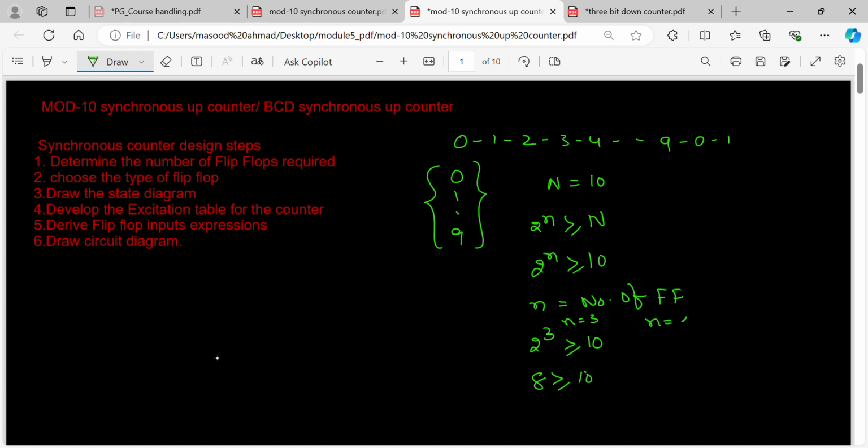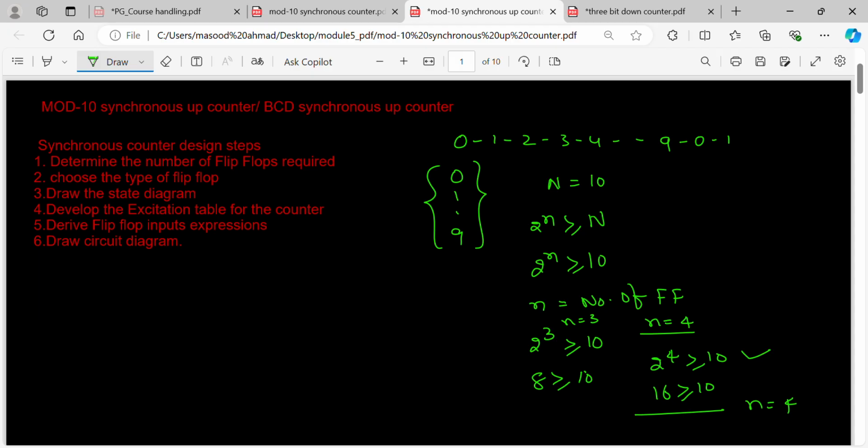Let's say n is equal to 4. So 2 power 4 greater than or equal to 10. 2 power 4 is 16, which is greater than or equal to 10. So the smallest value of n for which this condition is valid is n equals 4. So the number of flip-flops required is 4.